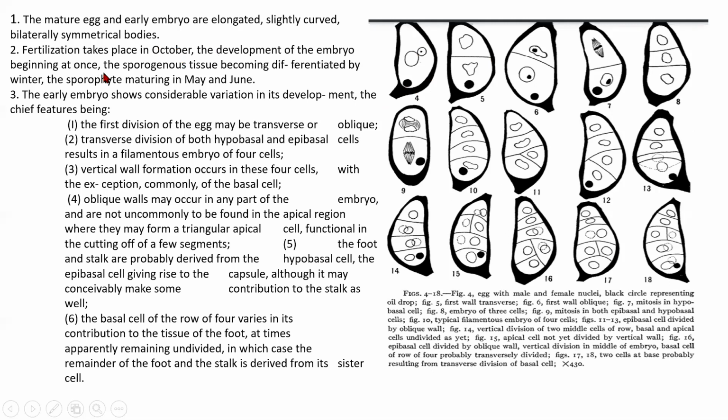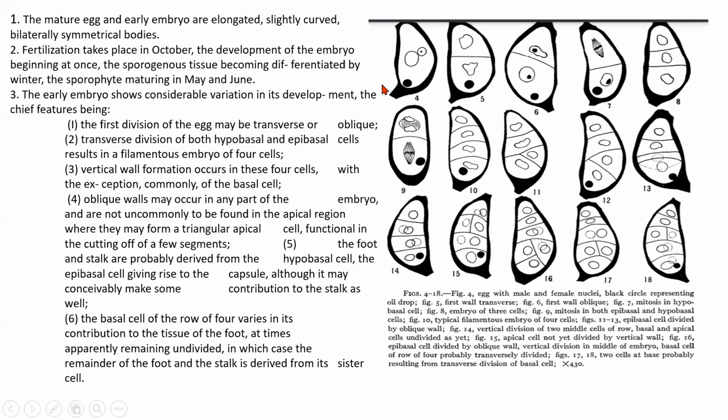So fertilization takes place in October. Development of the embryo begins at once, and the sporogenous tissue becomes differentiated by winter. The sporophyte matures in May and June. So there is a gap of some 3 to 4 months between the fertilization and the maturation of the sporophyte. This shows the steps of how the sporophyte gets developed.